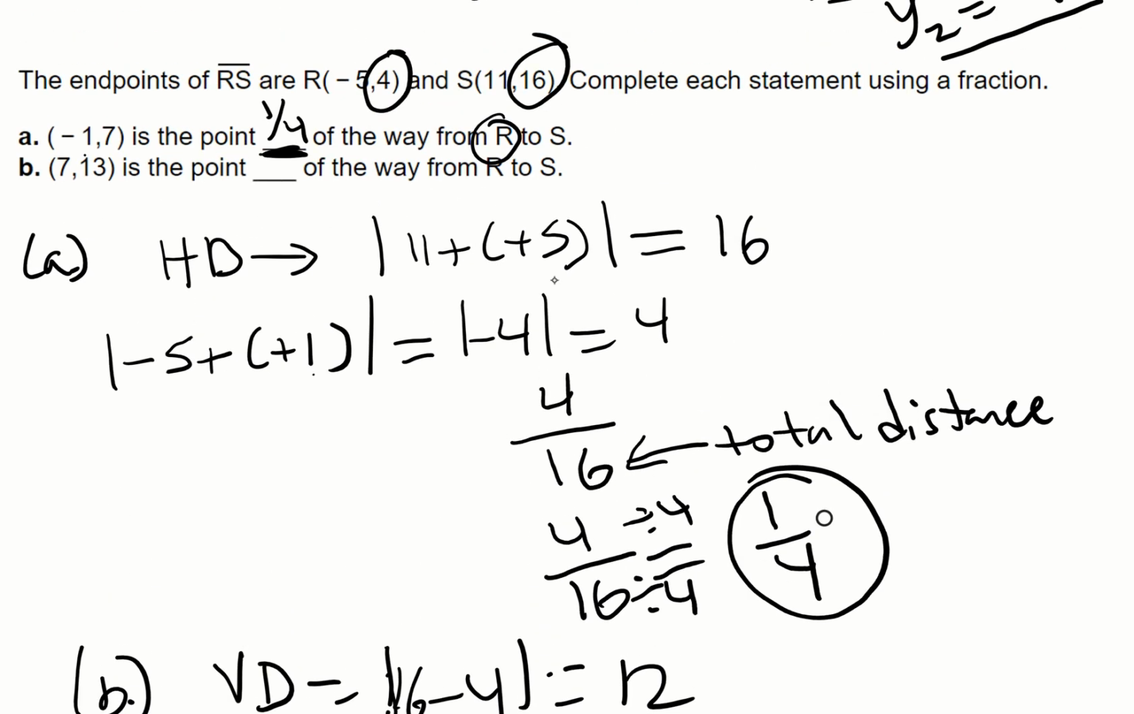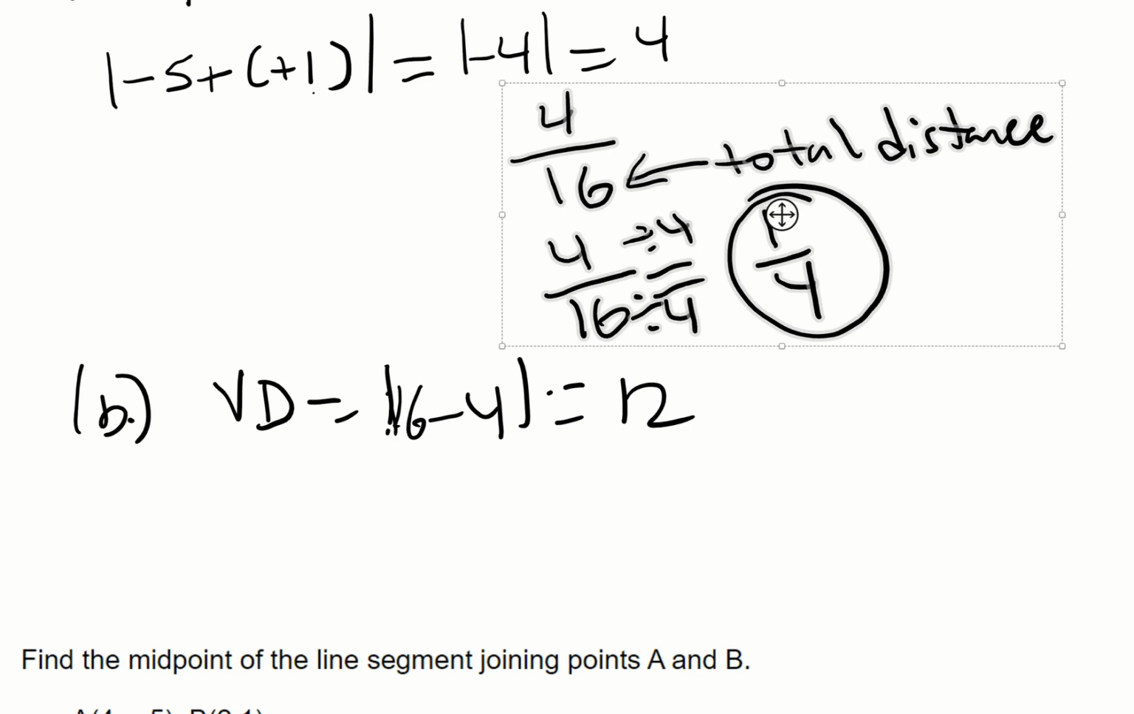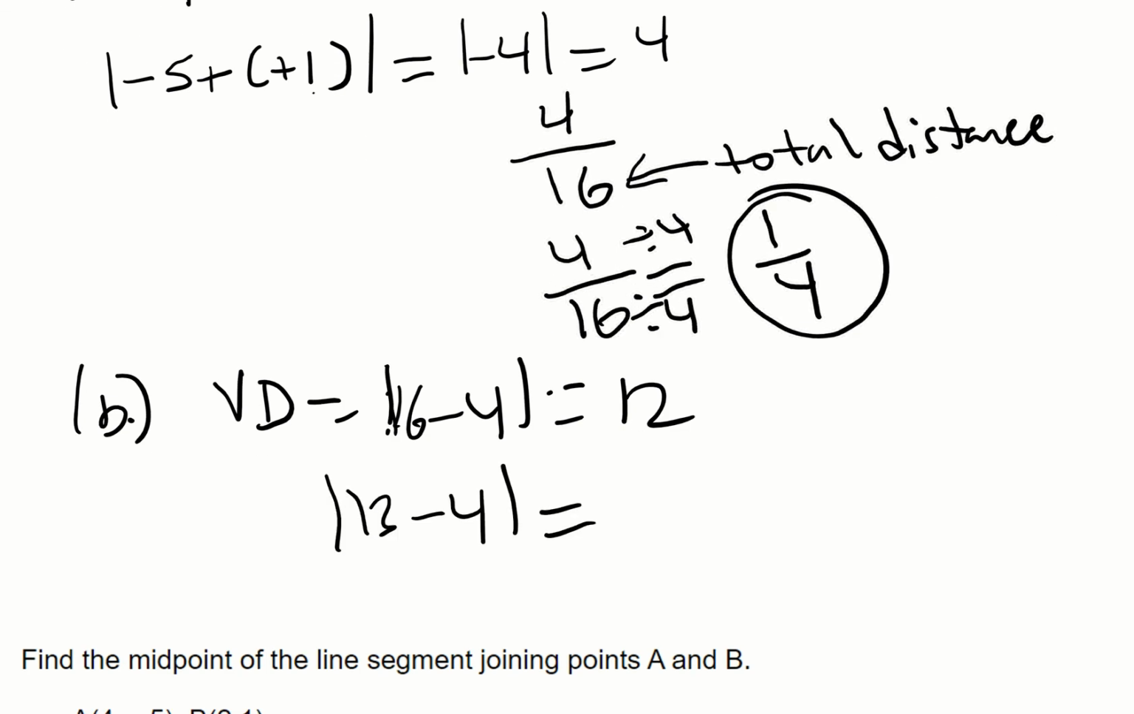Now we get to figure out the distance from the Y coordinate of this point, because now we're dealing with Y's, to the Y coordinate of R. So we're looking at between these two, right? So we're going to figure out the distance between those two. That's going to be the absolute value of 13 minus 4. Doesn't matter what order you subtract it, by the way, because it's absolute value. So you're going to get 9.